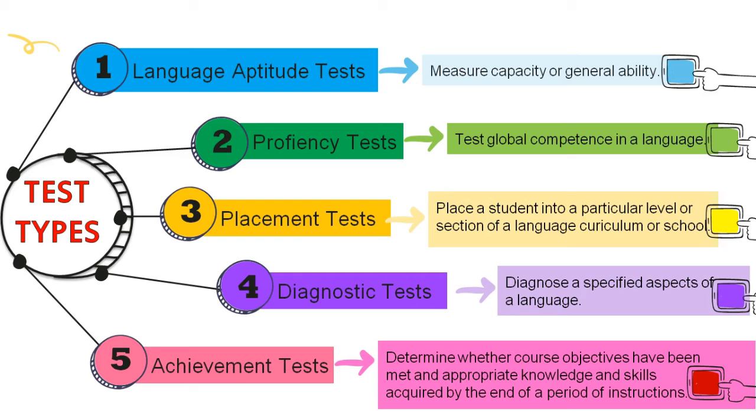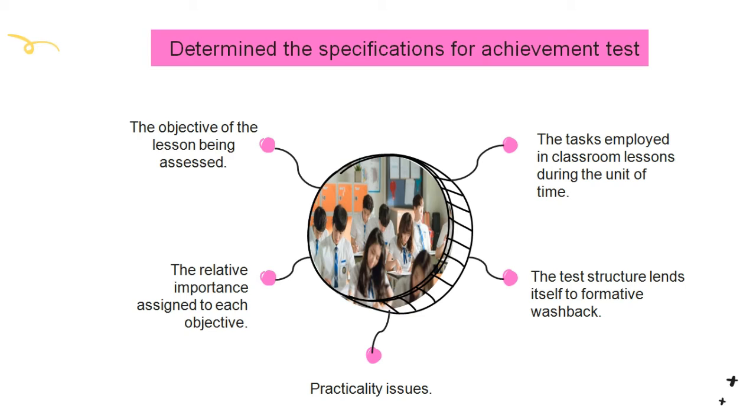And here are 5 essential things that should be determined to decide the specifications for achievement tests. There are the objectives of the lesson, the relative importance assigned to each objective, practicality issues, the extent to which the test structure lends itself to formative feedback, and the tasks employed in classroom lessons during the unit of time.